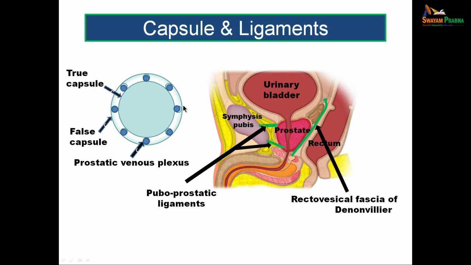Enucleation is done by removing the prostate, leaving behind both capsules, and it is not removed along with the capsules, so that the plexus will be kept intact. There will not be much bleeding.